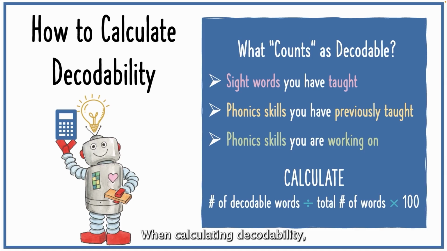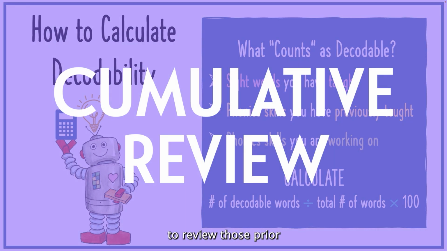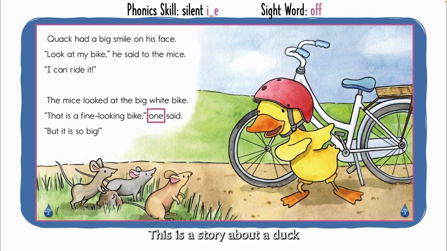When calculating decodability, it's important to consider not only the amount of opportunities students have in the text to practice the new phonics skill and sight word, but also the opportunities for cumulative review. To review those prior taught phonics skills and sight words is really important when helping students build automaticity and fluency. This is a story about a duck whose name is Quack, and he's super excited about his big white bike. Quack and the mice go for a ride on his bike when they run into some slime.